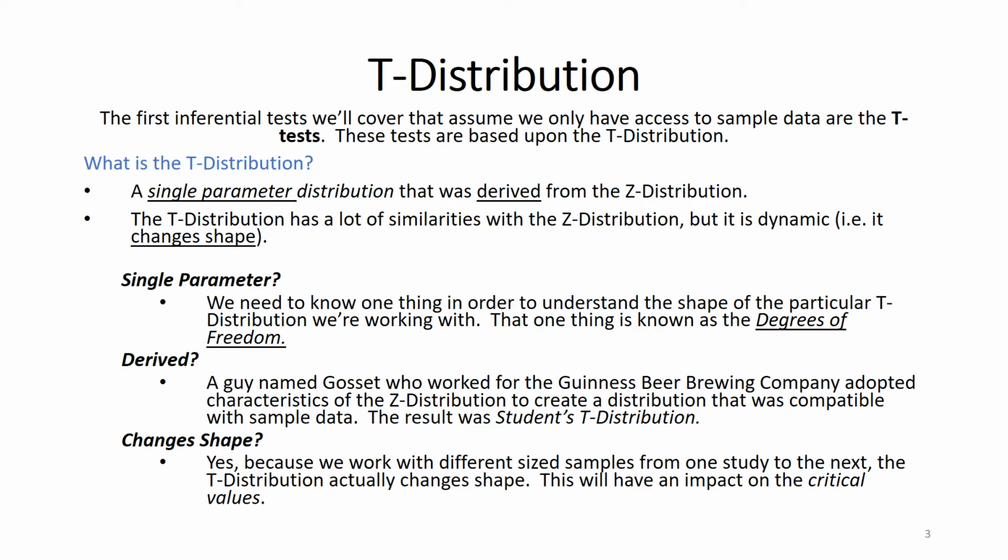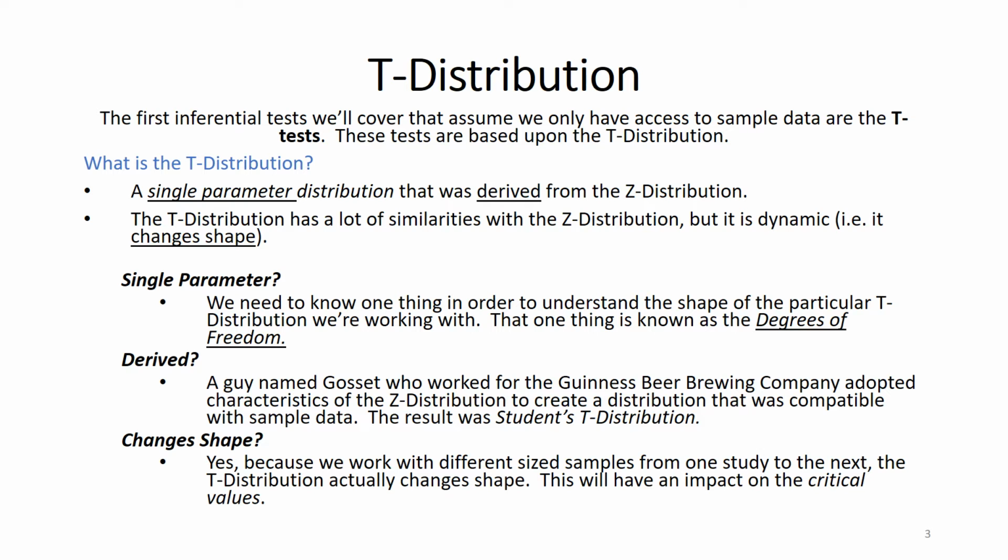Okay, let's break some of that down. What do I mean by it's a single parameter distribution? In order to understand the t-distribution and what we're working with, we need to know one thing. That one thing is known as the degrees of freedom. And I'll go over that in a little bit more detail in a later slide, so keep that in the back of your mind. We need to understand this new concept known as the degrees of freedom. I also say that the t-distribution was derived from the z-distribution. What the heck does that mean?